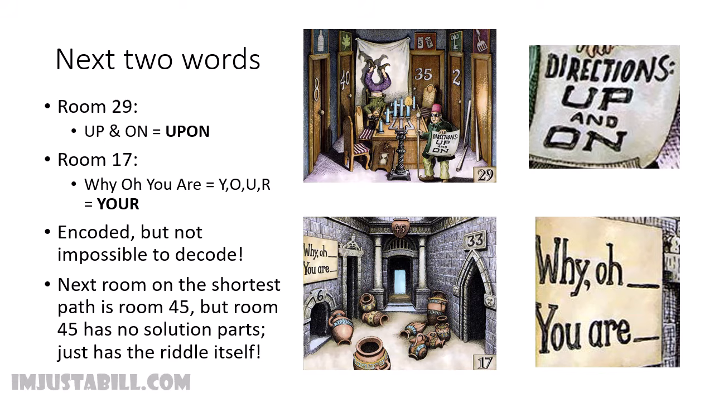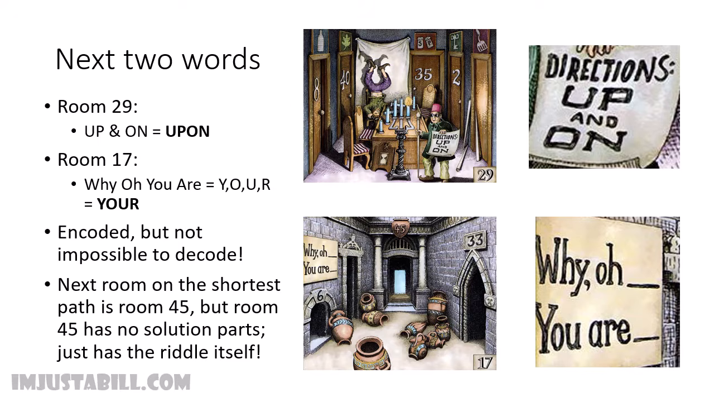Let's move on to the next couple of rooms in the shortest path. Now, these ones are much more straightforward, thankfully. Room 29, the hidden word is upon. There's a sign that says directions up and on. Well, put them together, you get upon. And in room 17, we see this poster on the left that says Y-O blank, you are blank. Well, ignore the blanks and turn those words phonetically into letters, and you get Y-O-U-R. And the next word is your. So in these examples, again, much more straightforward. They were encoded, but not impossible to decode.